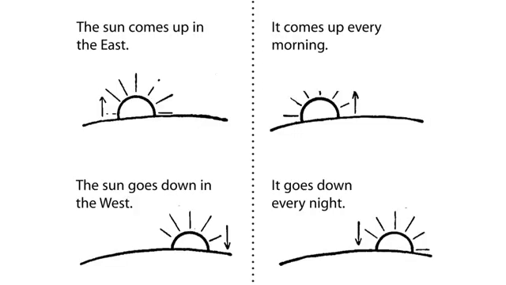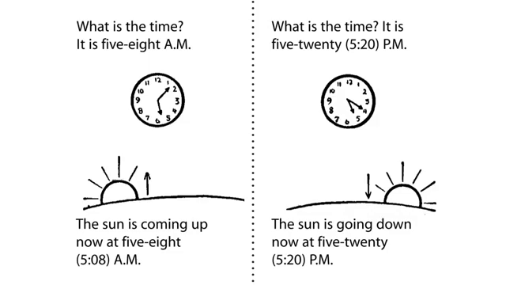The sun comes up in the east. The sun goes down in the west. It comes up every morning. It goes down every night. What is the time? It is 5:08 a.m. The sun is coming up now at 5:08 a.m. What is the time? It is 5:20 p.m. The sun is going down now at 5:20 p.m.